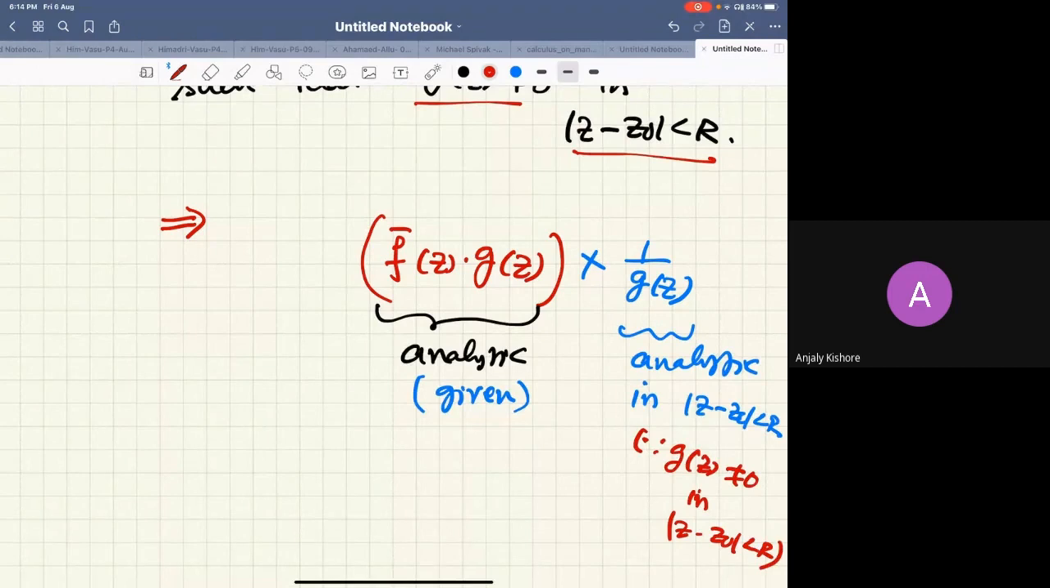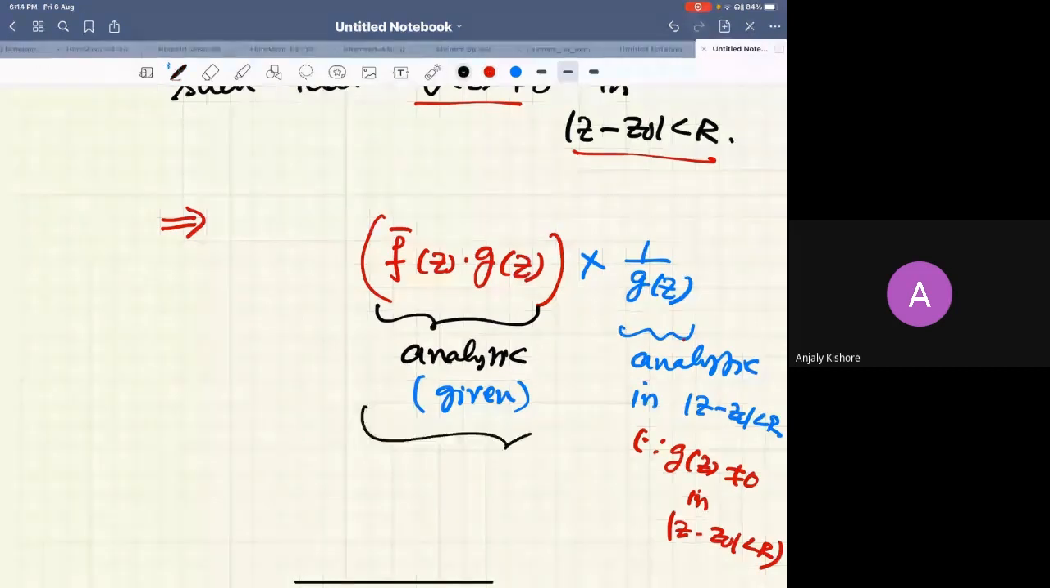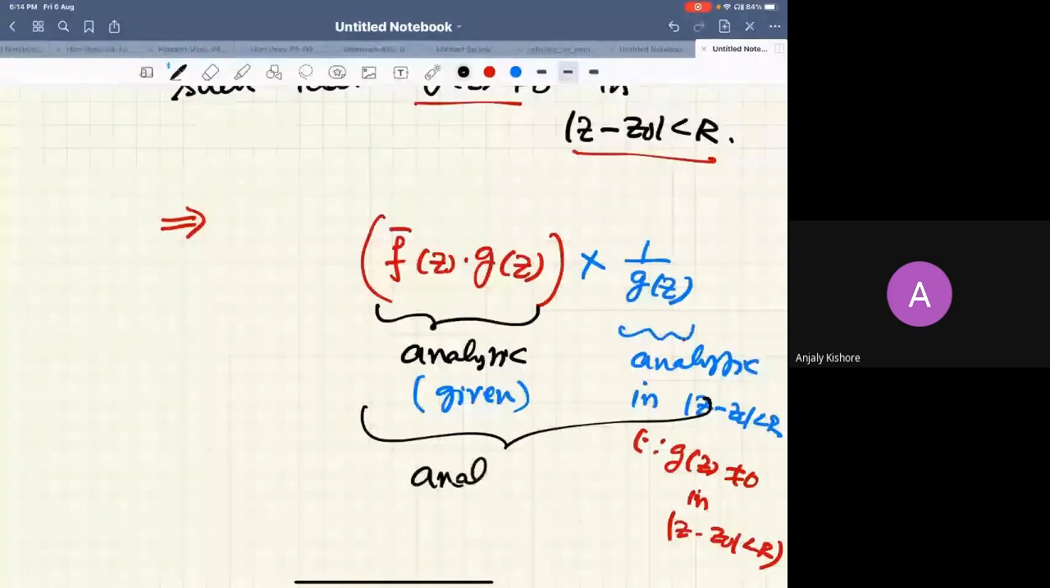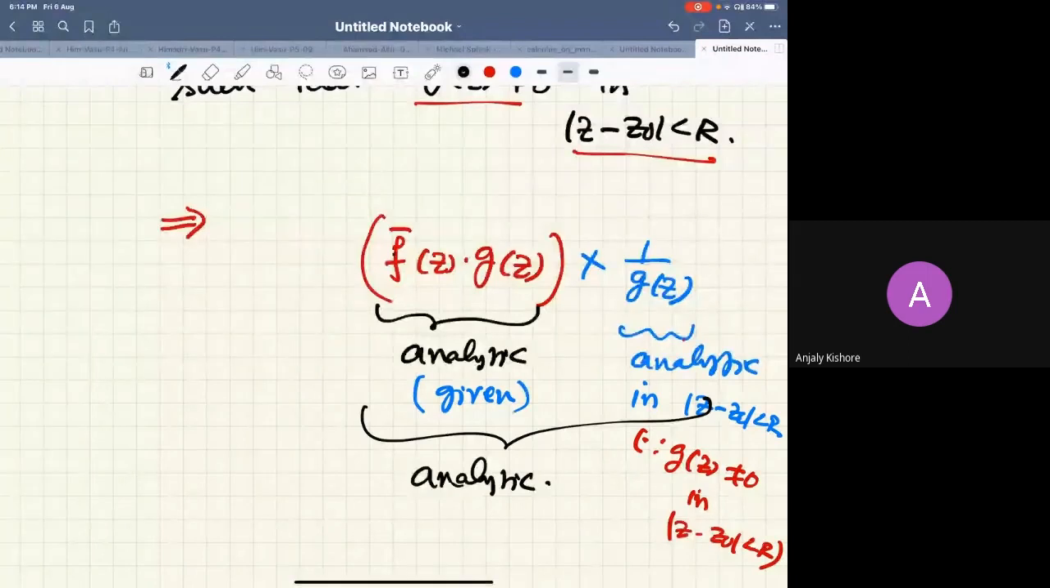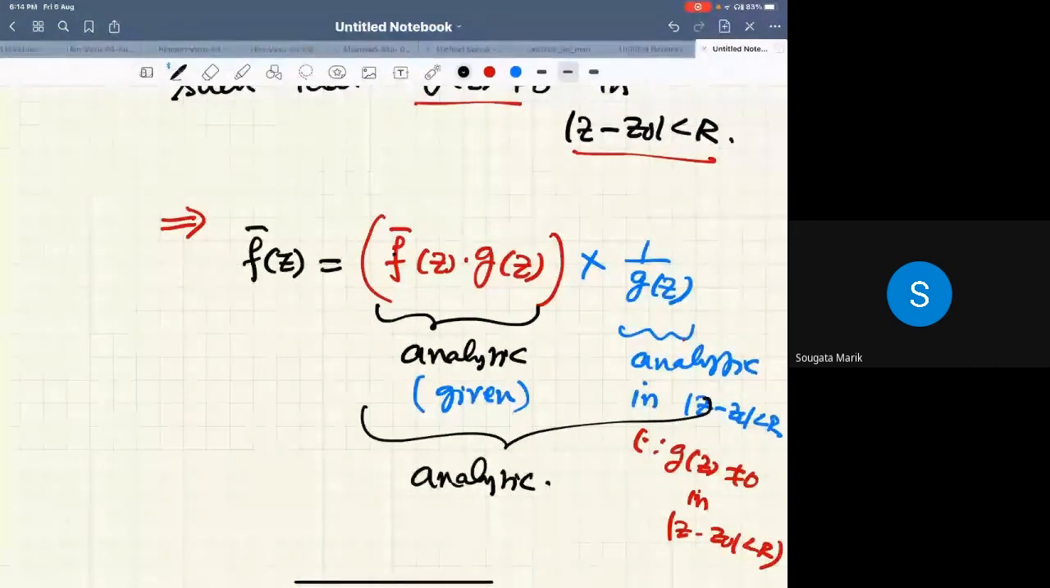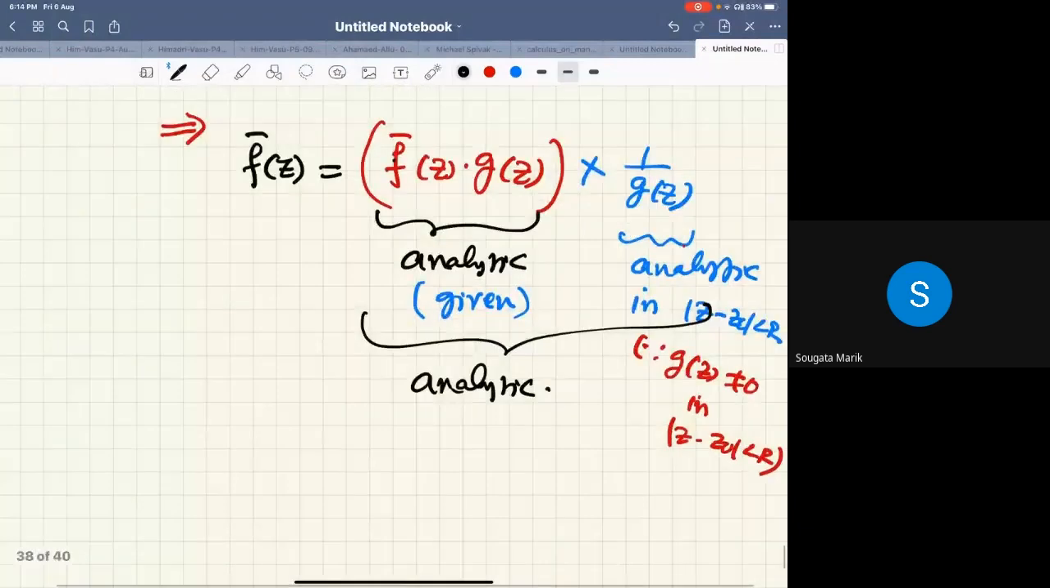Okay. So the product of two analytic functions is analytic. Therefore, this whole thing is analytic. So what is this, f bar of z into g of z into 1 by g of z? What is this value? F bar z, sir. Very good. This is nothing but f bar of z. Now your f bar of z is analytic. That's what we obtained.